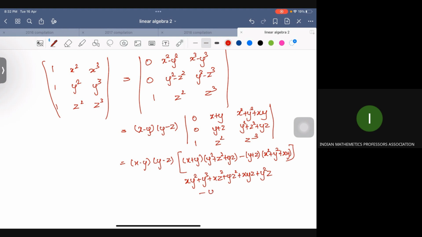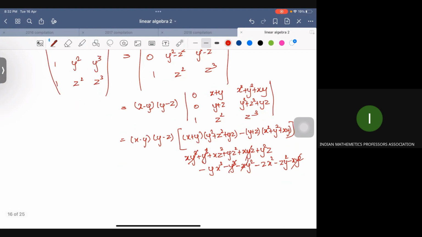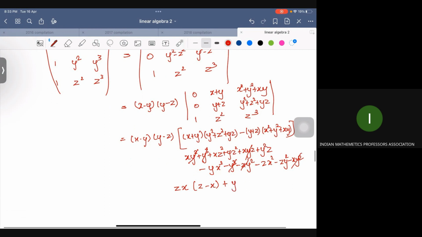minus yx square minus y cube minus xy square, sorry, minus zx square minus zy square minus xyz minus xyz plus xyz, y cube minus x cube minus xy square plus xy square, and balance terms xz square minus zx square. I am taking zx outside, so I will get z minus x, and from this term y square z minus yx square, I am taking y outside.